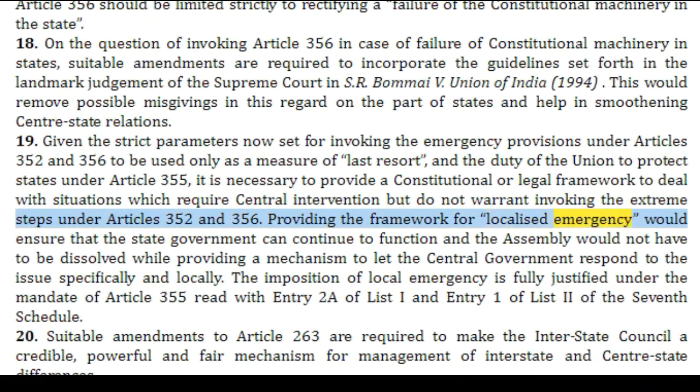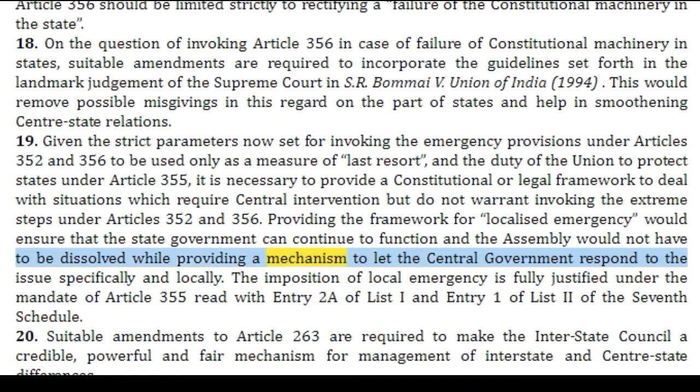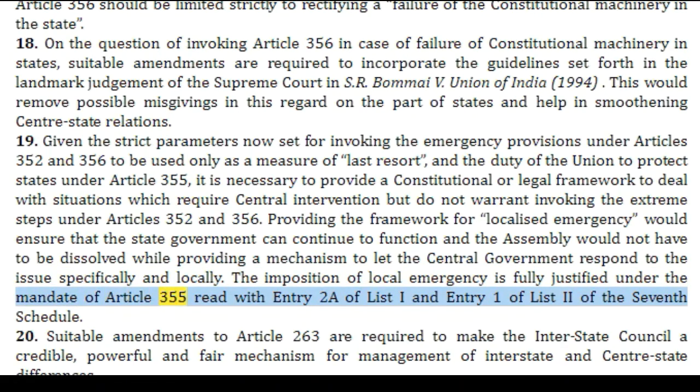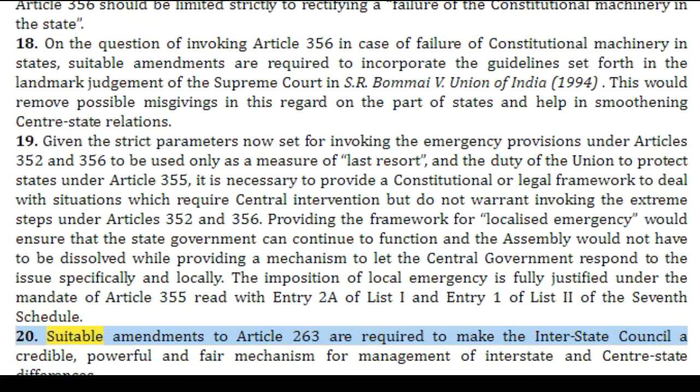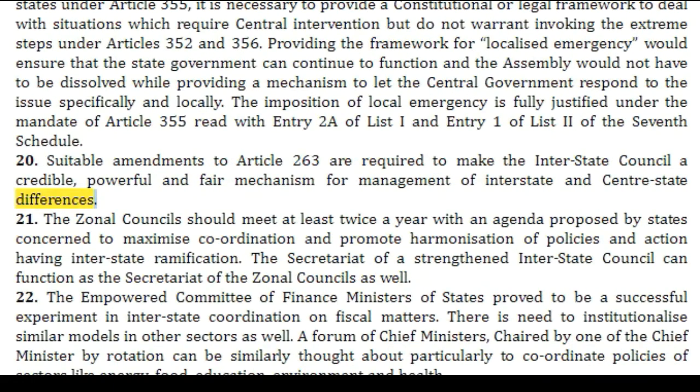Providing the framework for localized emergency would ensure that the state government can continue to function and the assembly would not have to be dissolved, while providing a mechanism to let the central government respond to the issue specifically and locally. The imposition of local emergency is fully justified under the mandate of Article 355 read with entry 2A of List I and entry 1 of List 2 of the 7th schedule. 20. Suitable amendments to Article 263 are required to make the Interstate Council a credible, powerful and fair mechanism for management of interstate and center-state differences.